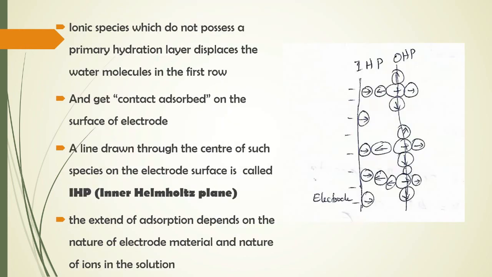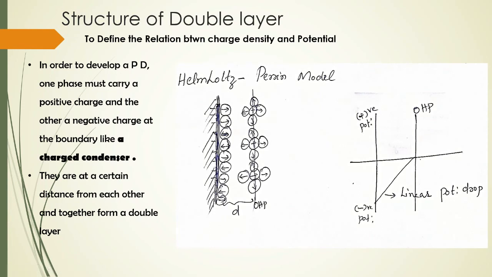In some cases, the ionic species which do not have that primary hydration layer will remove the water molecules on the surface of the electrode, and they themselves absorb on the surface of the electrode by contact. Usually it will happen in the case of certain anions and large sized cations, because only they can achieve this type of contact adsorption. So, in a system of electrode-electrolyte interface, an electrical double layer will be created at the interface of electrode and electrolyte. Like I said, there is the inner Helmholtz plane and the outer Helmholtz plane, and a corresponding potential difference will arise.